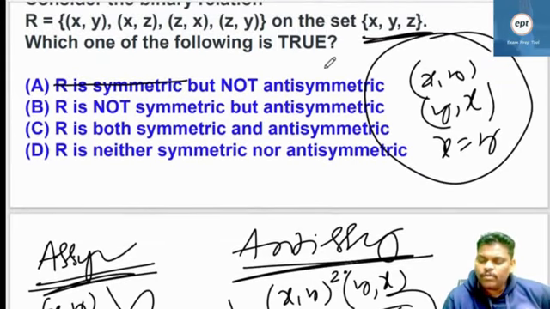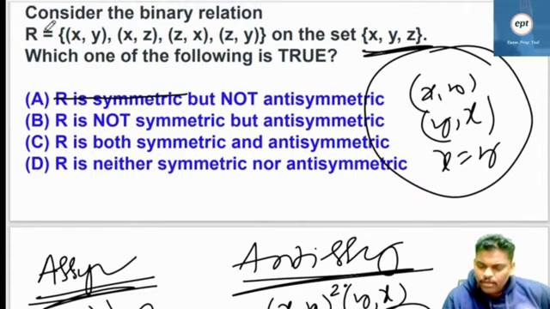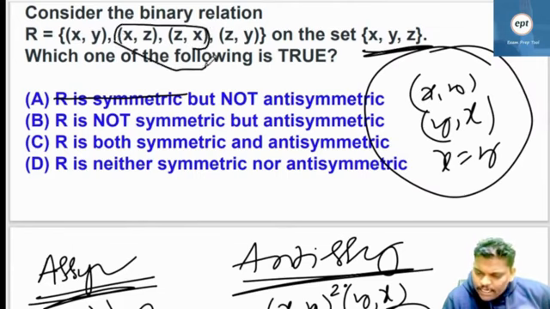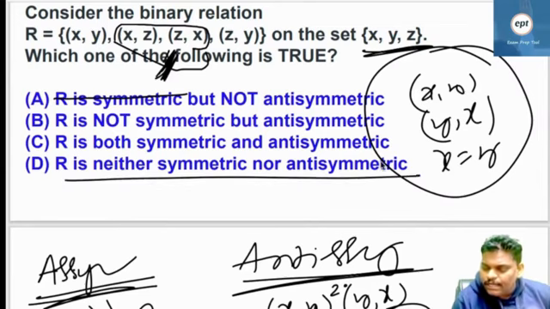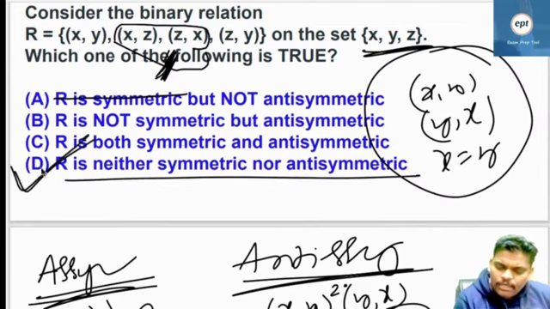Now he's asking which one of the following is true. Listen, xy is there. This is the case where it fails: xz is there, zx is there, but x is not equal to z. Because of this, it is not anti-symmetric. R is not symmetric because xy is there but yx is not there. So R is neither symmetric nor anti-symmetric. Everyone gave the answer as D.